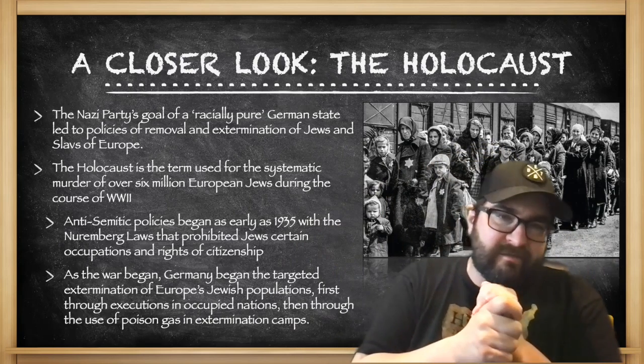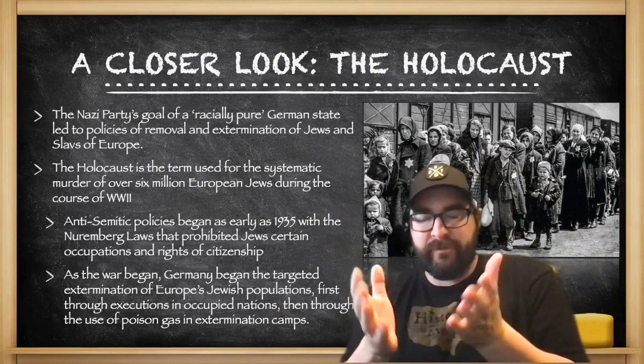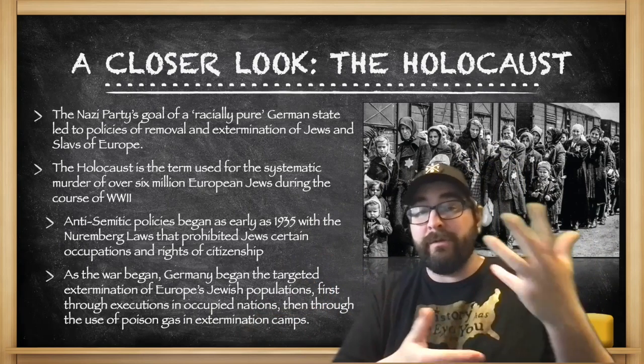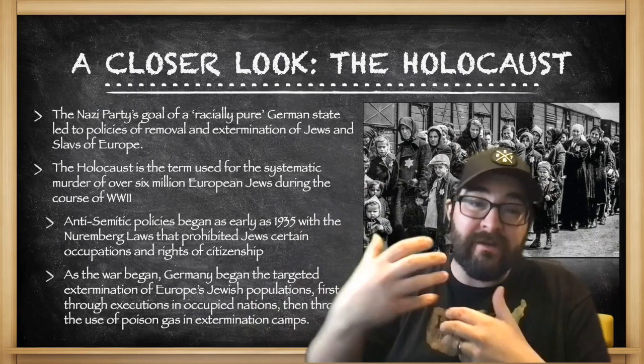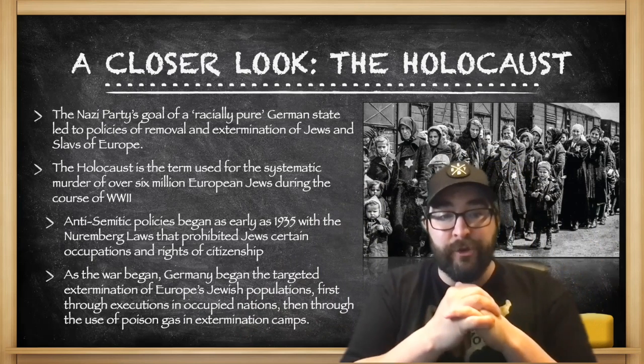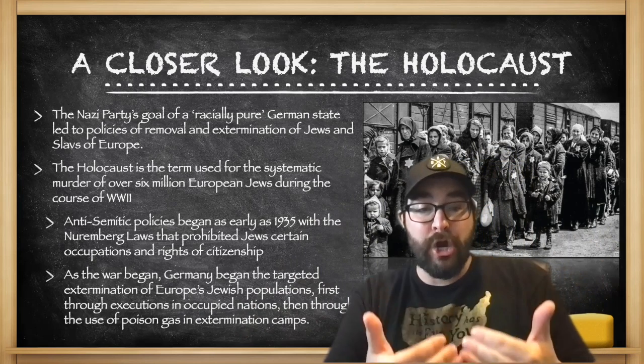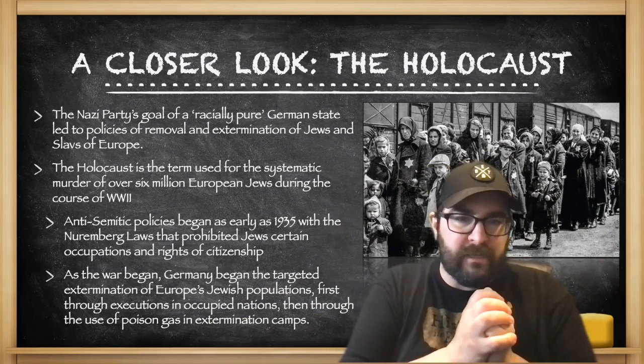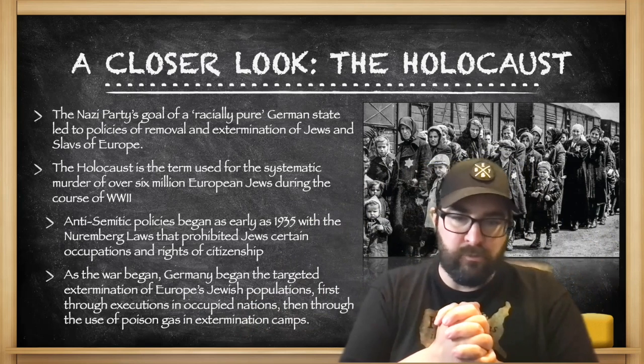So the Holocaust. This is the Nazi Party's goal of creating a racially pure German state that would lead to its policies of removal and ultimately extermination of the Jews and the Slavs of Europe. The Holocaust is the term that is used for that systematic murder of over 6 million European Jews during the course of World War II.